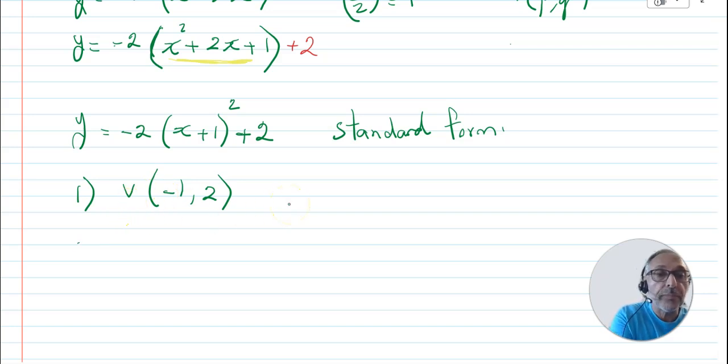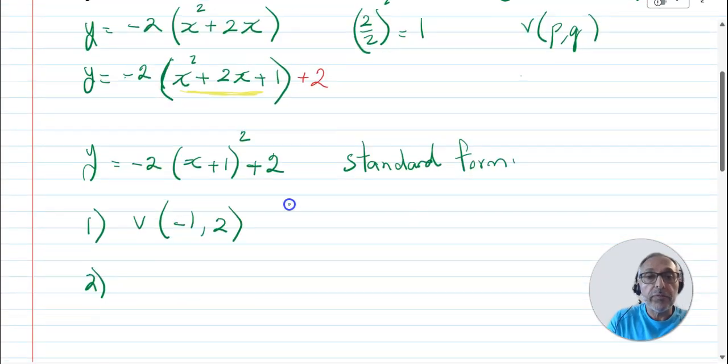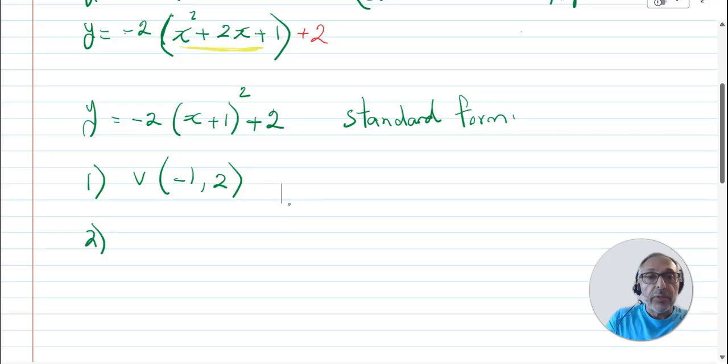Now, number 2, the maximum or minimum value of the function. Well, a couple of things. Notice that there is a negative in front here, right? The leading coefficient is negative. That means the graph is upside down.